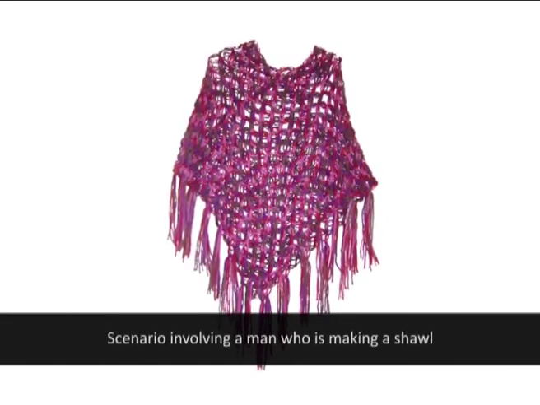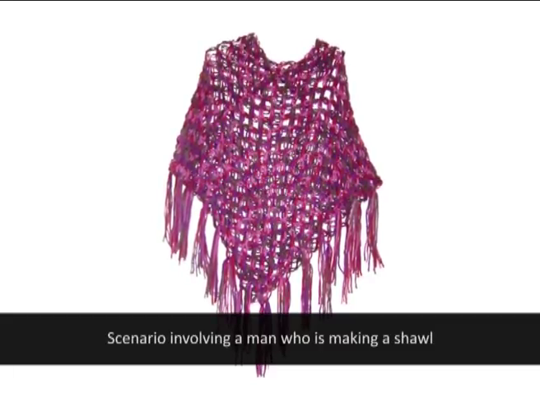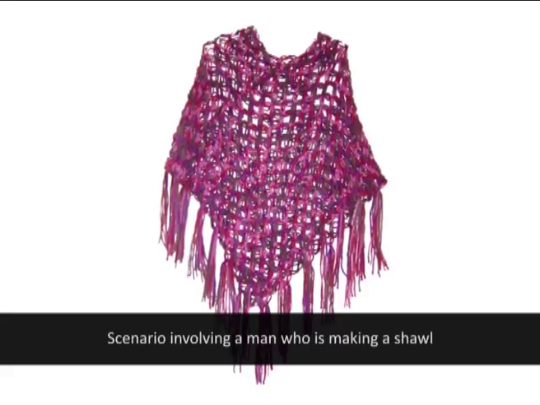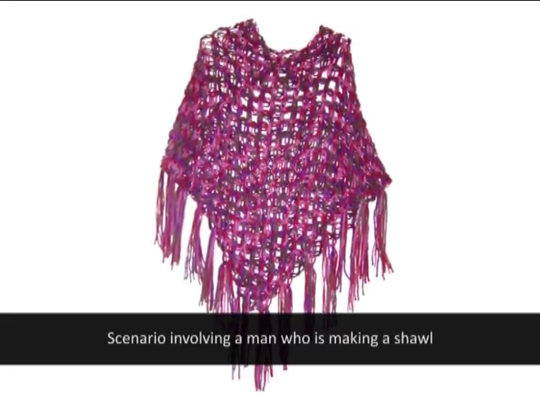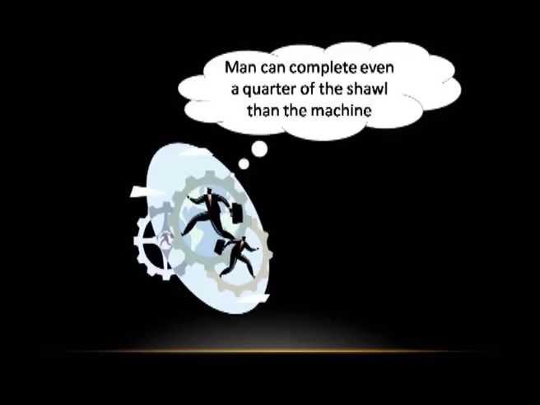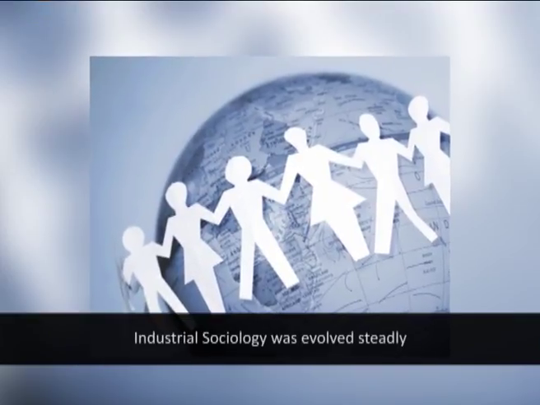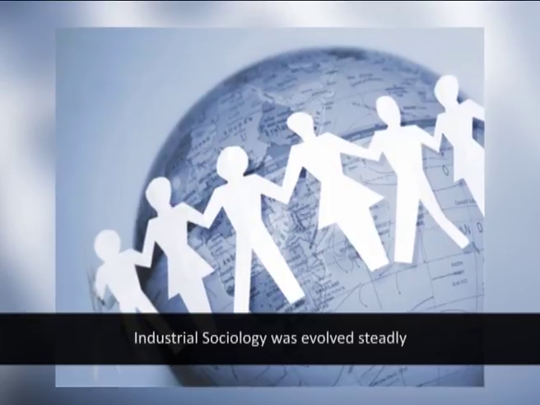Did you ever wonder how it increases production? Well, let us consider a scenario involving a man who is making a shawl against a machine making the same type of shawl. By the time the man can complete even a quarter of the shawl, the machine would have completed one. So students, you can see that by the time the man completes one shawl, the machine would have made at least 2, 3 or even 4. Do you now understand how it helps in increasing the production of goods? This society, which is becoming very industry dependent, is called industrial society. To ensure the steady improvement, industrial sociology evolved.